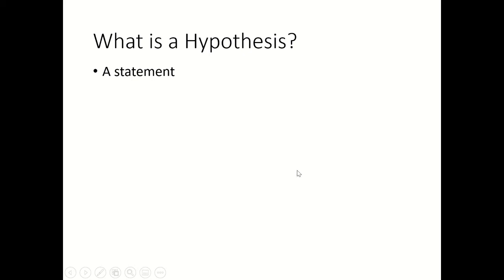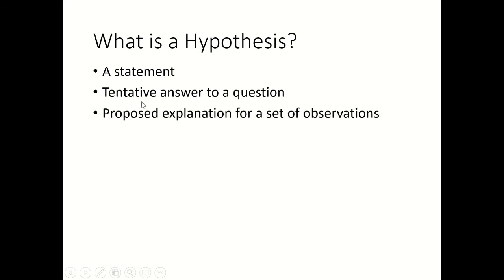Right, so let's talk about the scientific method and how we do science. The most important part of science is a hypothesis. A hypothesis is a statement, and it is a tentative answer to a question. It is an answer to what is that, how did that happen, what is going on here. It is a proposed explanation for something that we see.